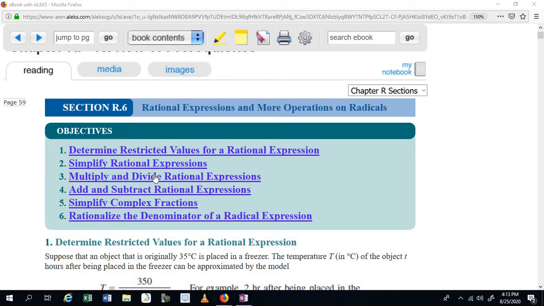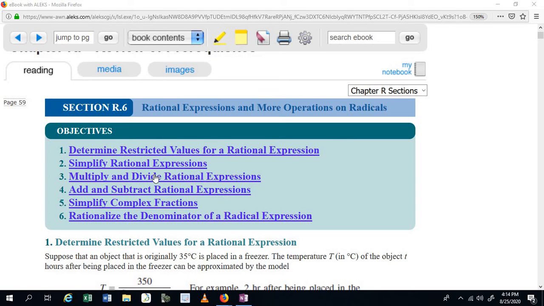Hello again. In this video, I'm going to go over section R6, which is about rational expressions and more operations on radicals. Now, there are 6 objectives in this section, and in this video, we're going to focus in on the first one, which is about determining restricted values for a rational expression.